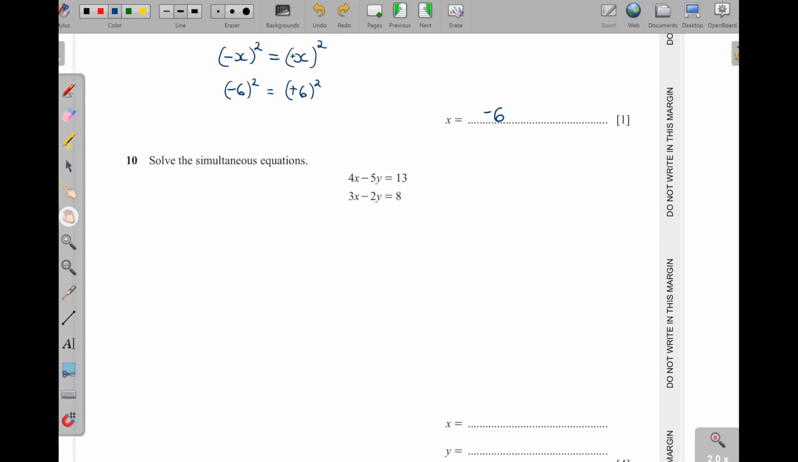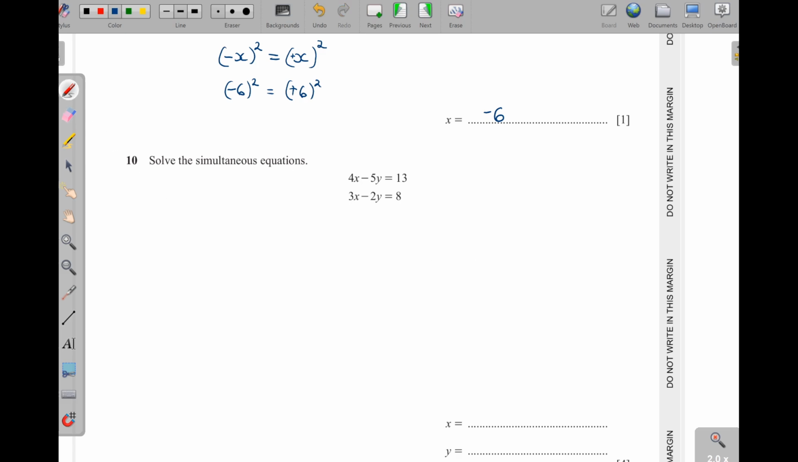Question 10. We are supposed to solve these simultaneous equations. Okay? Now we can see that the coefficient of x here and also here is not the same. So what we need to do is to multiply through. There are many methods we can use, okay? But I'm going to use elimination. There is elimination, there is substitution, there is matrix method, which is actually not so common.